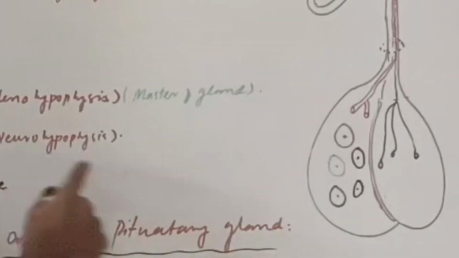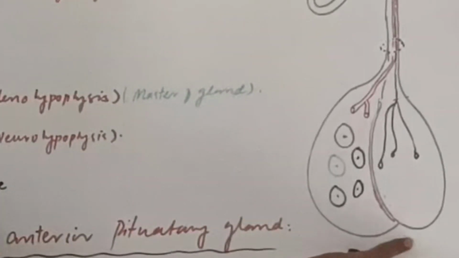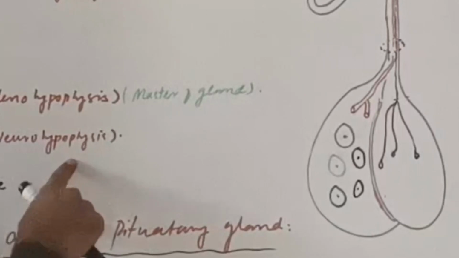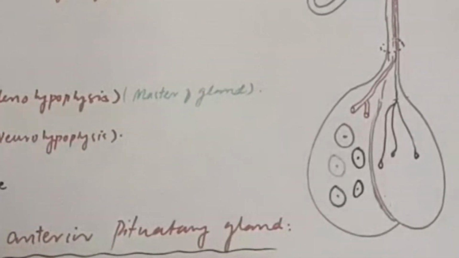The second lobe is the posterior lobe. Here you can see this is the posterior lobe, and another name for the posterior lobe is the neurohypophysis.